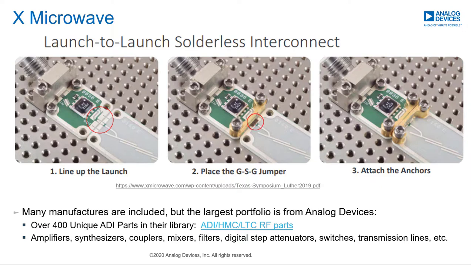Over 400 unique ADI parts are in their library, amplifiers and mixers, synthesizers, DSAs, switches, all kinds of RF parts. But there are many other RF component makers in their system as well. And these provide filters and couplers and splitters and references to really give a whole fleshed out ecosystem.